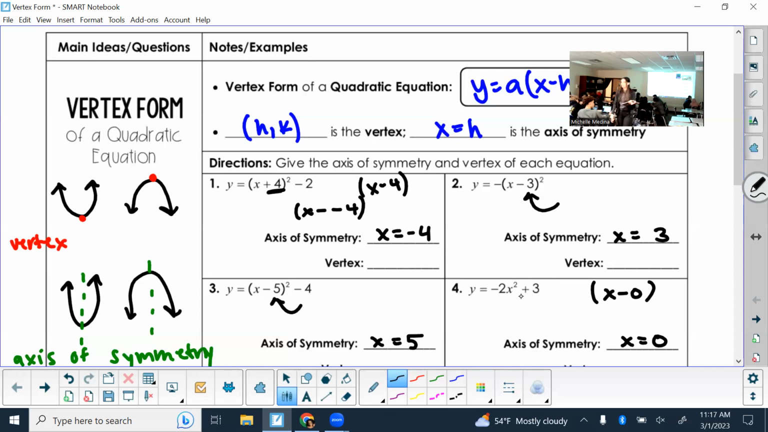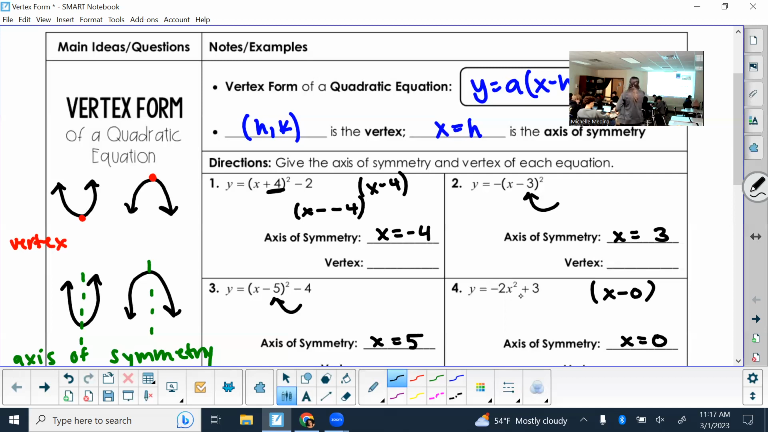Make sense? So the number in front of the X has nothing to do with axis of symmetry. All right, the number in front of the X is an A, which does other things to it, but not anything with the H. Questions on that?